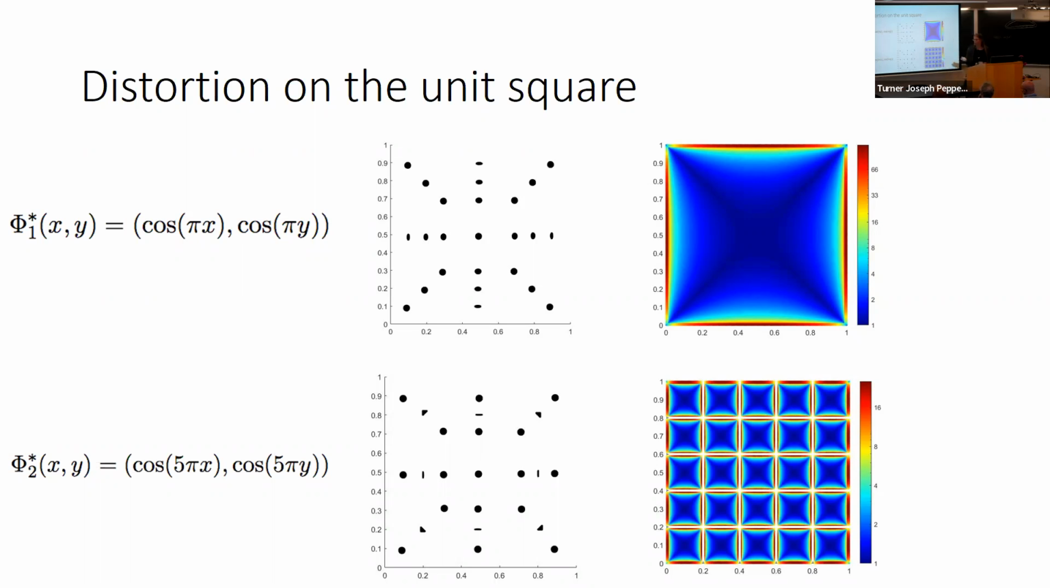And using 5 pi x 5 pi y, we get different locations in which these neighborhoods are distorted, which leads us to the idea that for different points on our manifold, we might want to consider different basis functions or different embeddings so that locally we don't have distortion. And the question is how to find these local representations of our balls on the manifold.